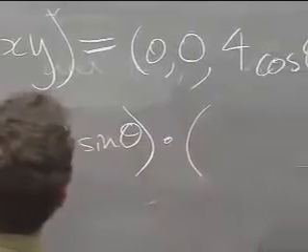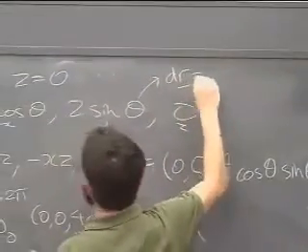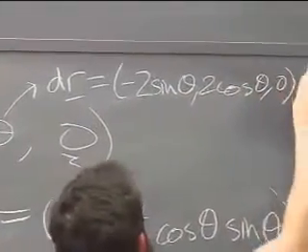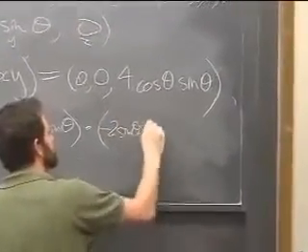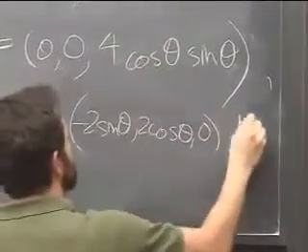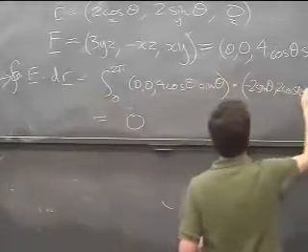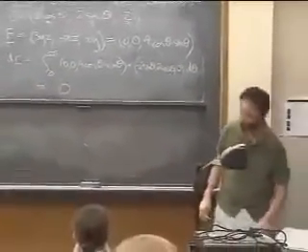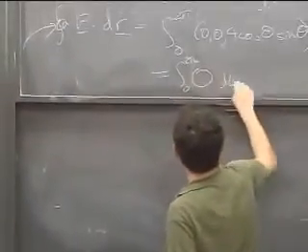dot dr. I never worked out dr. Take this and work out dr. We need to differentiate. You get minus 2 sine theta, 2 cosine theta, 0 d theta. This is very similar to what I did before. And actually, it looks like this is just 0 because 0 times this, 0 times this, and 0 times that. So it's the integral of 0. Is that correct? It is correct. Beautiful. So no integral to do at all. It's just the integral of 0 d theta, which is 0.